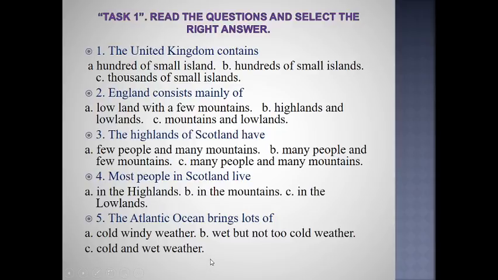The Atlantic Ocean brings lots of weather. The right variant is B, wet, but not too cold weather.